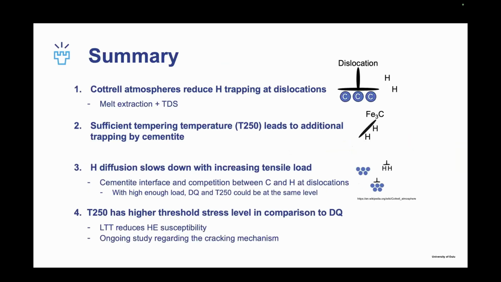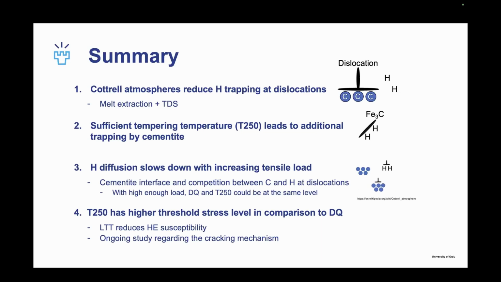As the last slide, I have the summary, so let me make conclusions from this study. We could see that Cottrell atmospheres reduce hydrogen trapping at dislocations, and we have proof from melt extraction and TDS. With a sufficient tempering temperature, the 250, it could lead to additional trapping by cementite since we also increase the fraction of it. Hydrogen diffusion slows down with increasing tensile load, and the reason might be the activation of cementite interfaces and also the competition between carbon and hydrogen at dislocations. This is interesting from the real life perspective, because if we test these two materials without loading, we can see a big difference.